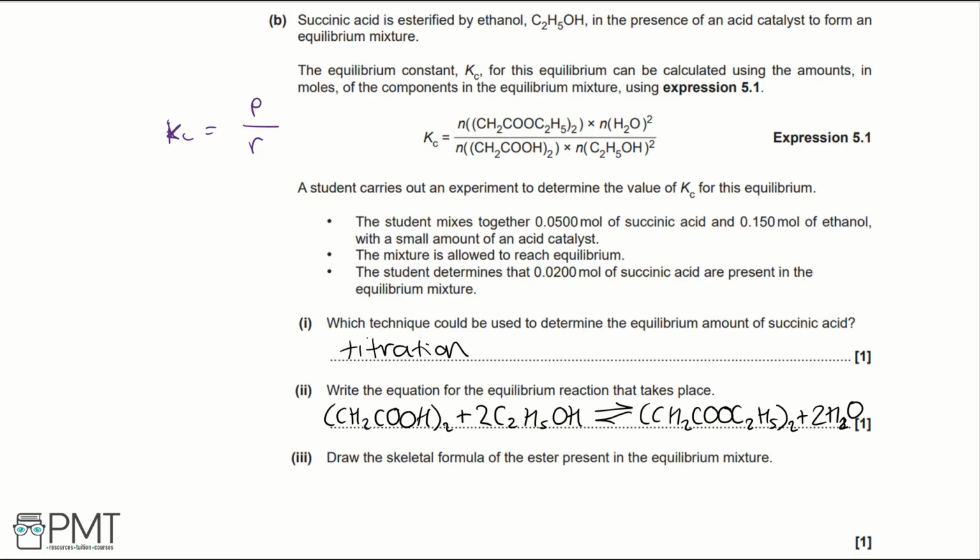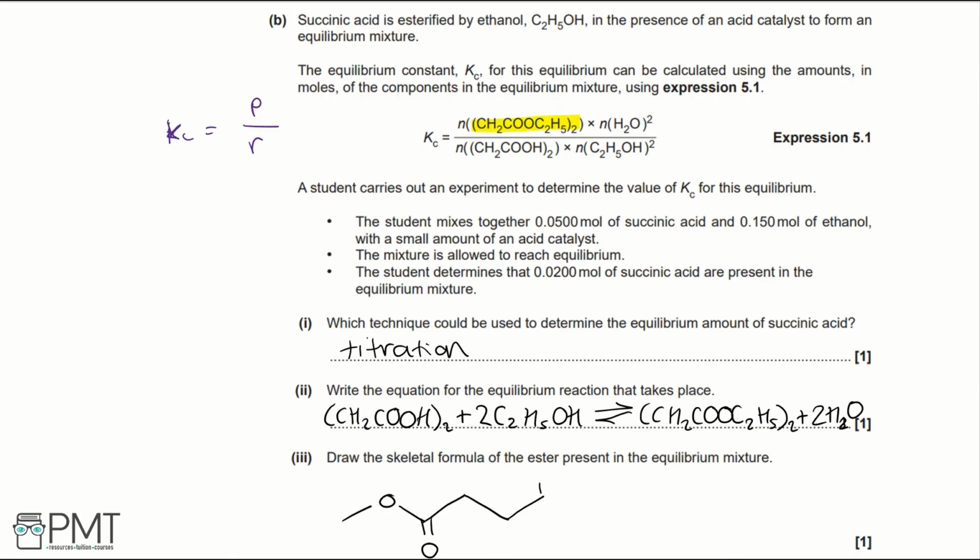Part 3. Draw the skeletal formula of the ester present in the equilibrium mixture. The ester they're asking us to draw is here, which I've just highlighted. If we start by drawing our first ester link, because this is a repeating ester, we would have our oxygen bonded to a carbon, which is then doubly bonded to an oxygen. Our first ester link will be connected to our C2H5, which would be 2 peaks of skeletal formula.